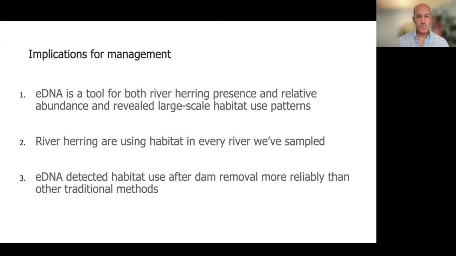So yeah, this combination of methods that we've used, eDNA has been a really powerful tool for detecting both the presence of river herring all throughout the watershed, and whether it's a few or a lot of herring. It's revealed some of these really large-scale habitat patterns, like preferential species use of one side of the bay versus the other. We've been able to show using the eDNA that river herring are using habitat during the spawning season in every one of the rivers that we've sampled. Not necessarily every spot we've been to, but every river that we've sampled in, we've found some evidence from DNA that river herring are using them for spawning.